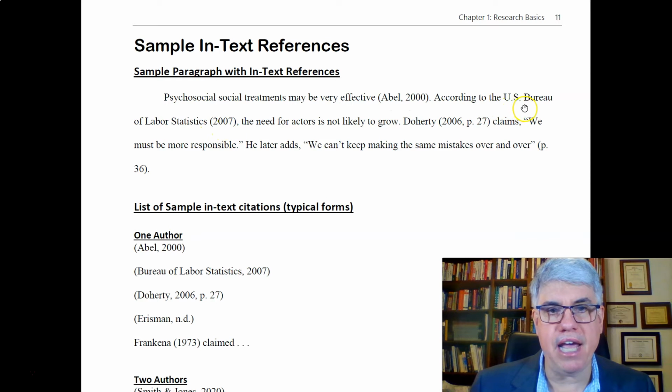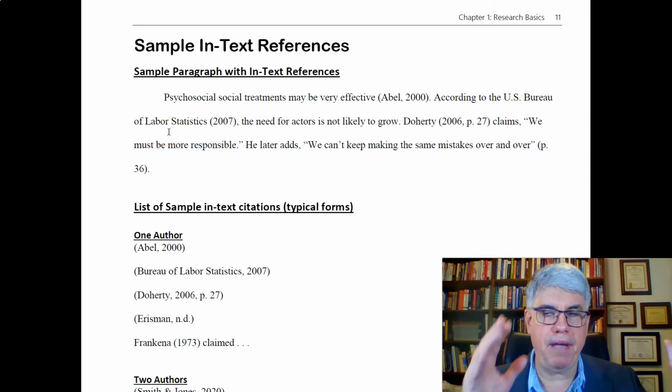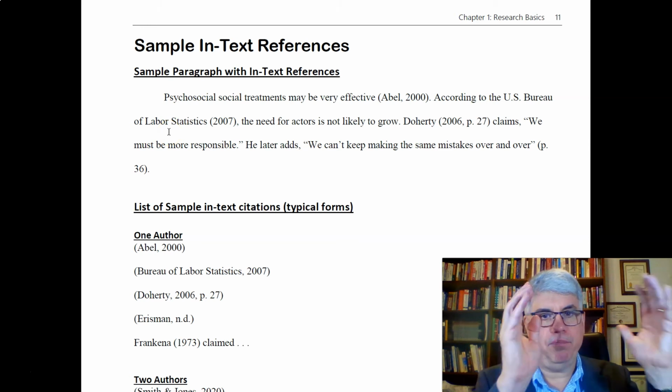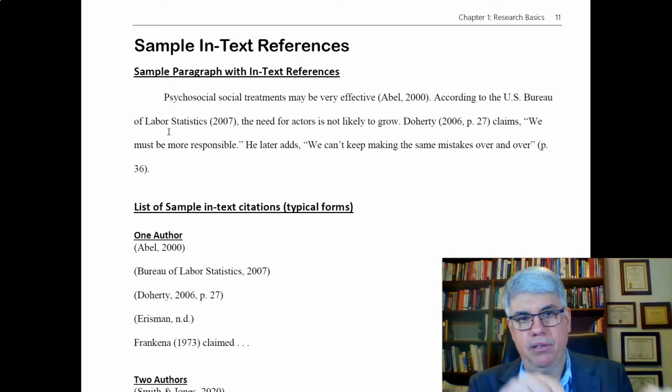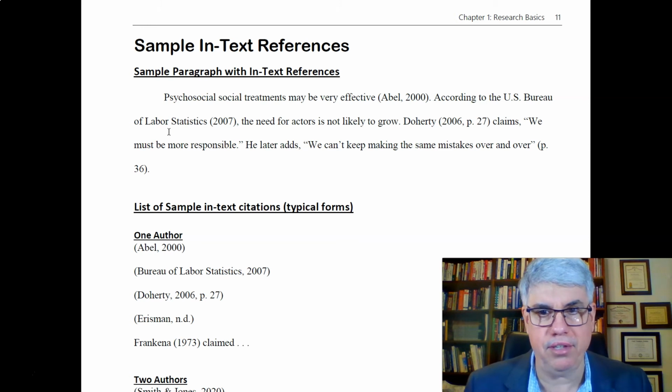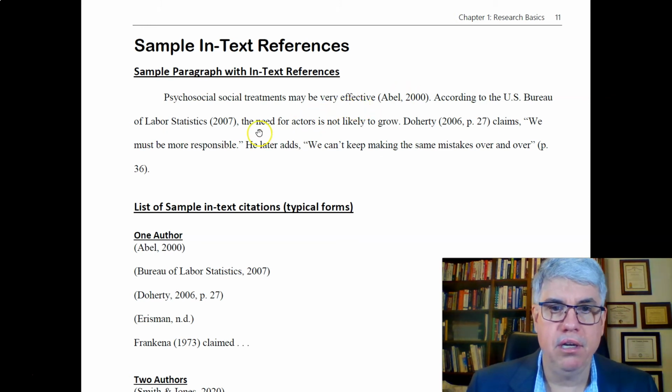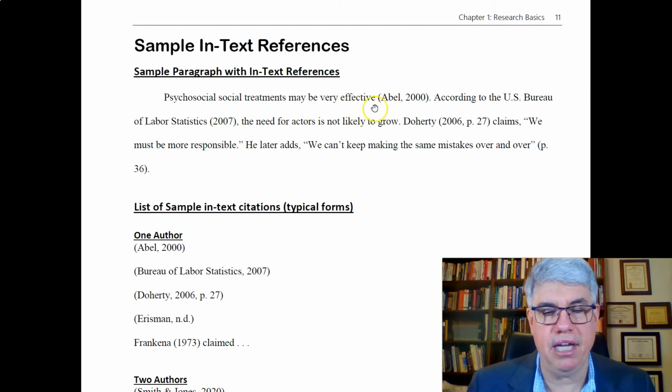Now, if I didn't have Bureau of Labor Statistics in the sentence, I would have had to put open parentheses, Bureau of Labor Statistics, comma, space, 2007, close parentheses, like this first one. When the author is an organization, we treat it just like an individual.